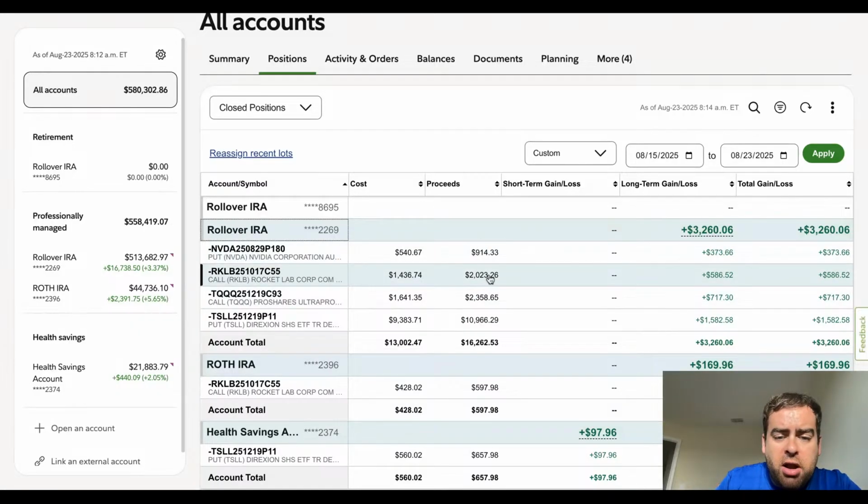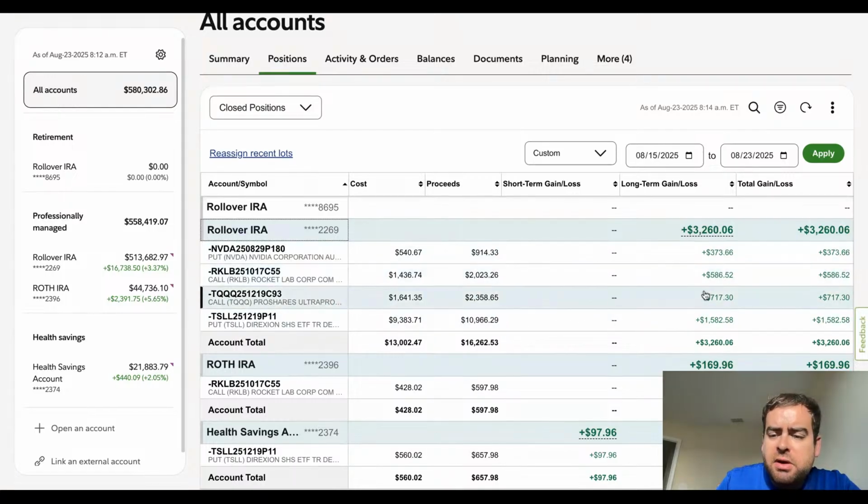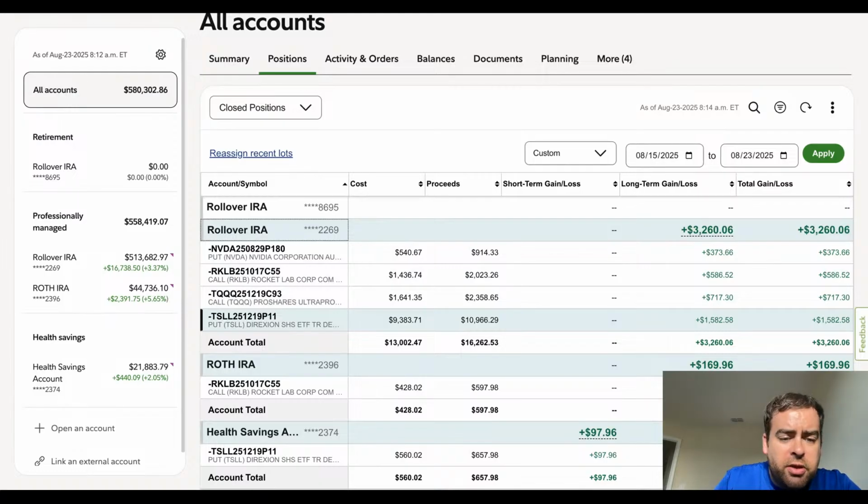So I did this one, Rocket Labs, made almost 600 here. TQQQ, I closed out a call that I had open expiring in December. I went ahead and I'm like, you know what, $700, I'll take that one. And then TSLL, my big one, this was the one that worked out so well. So I sold 10 puts at $11 strike price expiring in December. And because the underlying moved so well, and yesterday was a great day for the market, I gained back a lot yesterday because the accounts did fluctuate quite a bit.